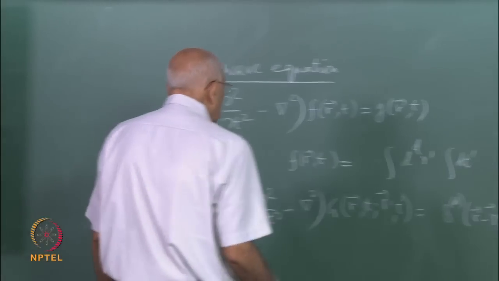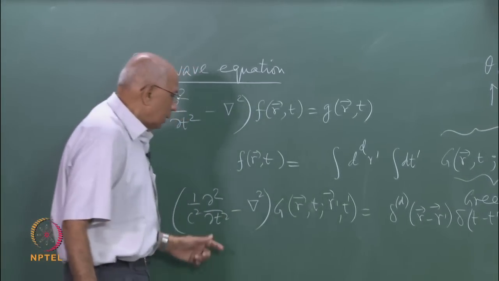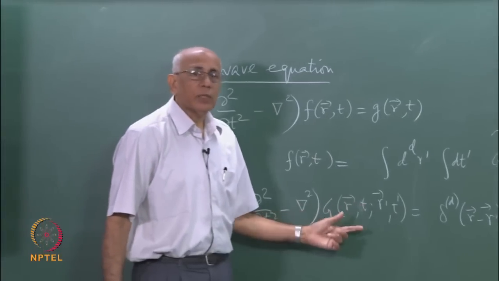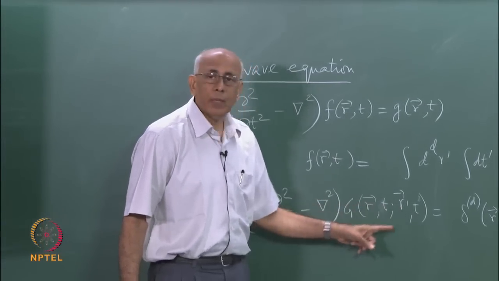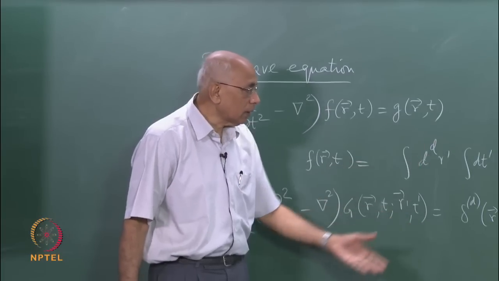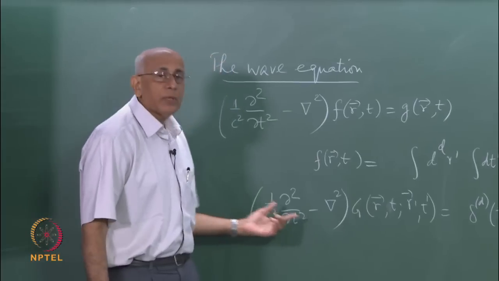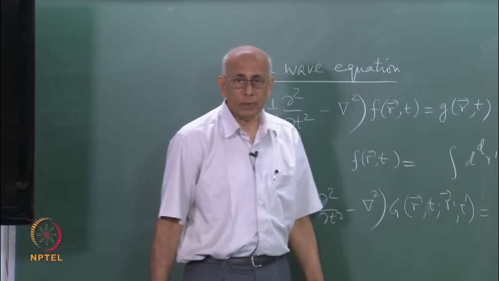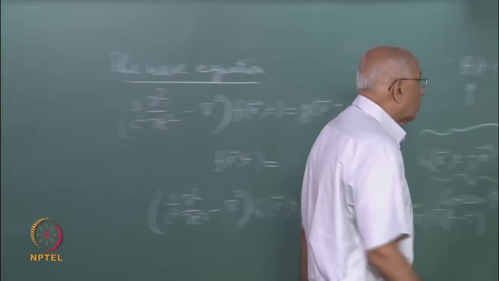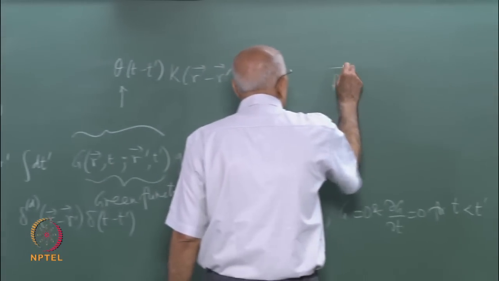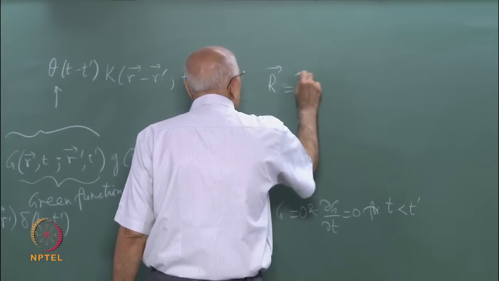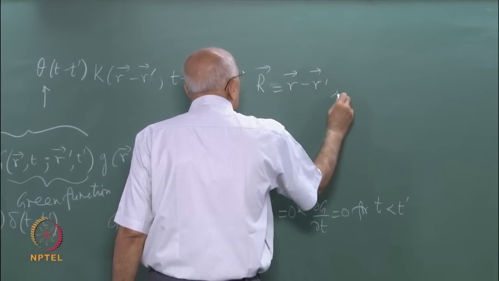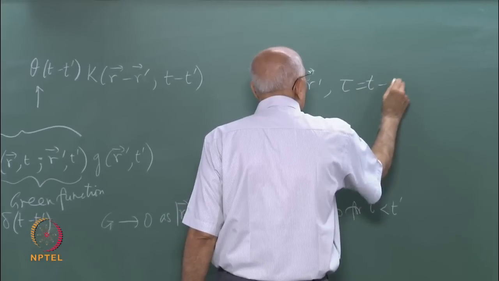So now, to cut a long story short, as always, this thing here is a function only of r minus r prime and t minus t prime, because the boundary conditions are, the differential operator itself is, and the inhomogeneous term also is such a function. So as always, we will set R equal to r minus r prime, and let us put tau equal to t minus t prime.